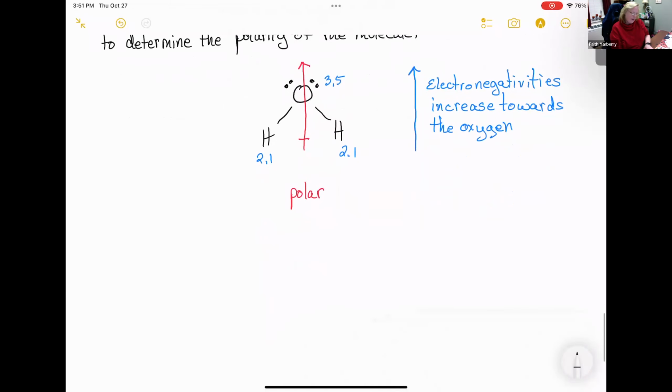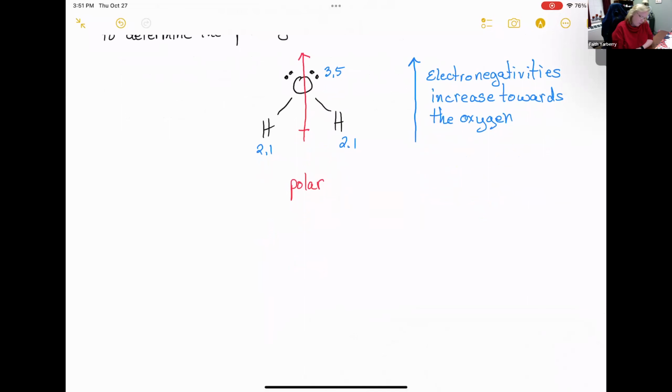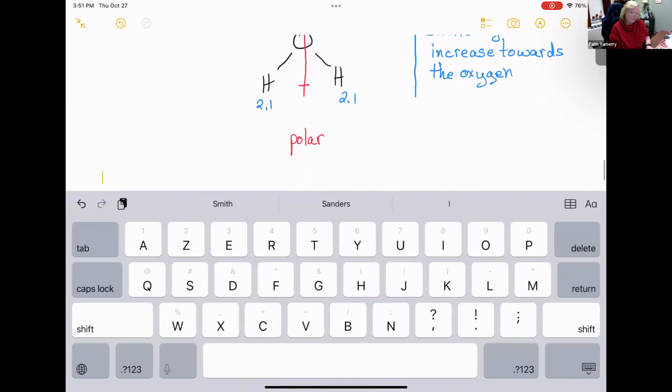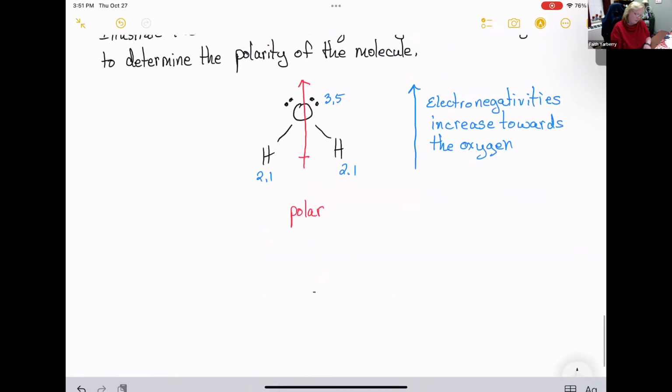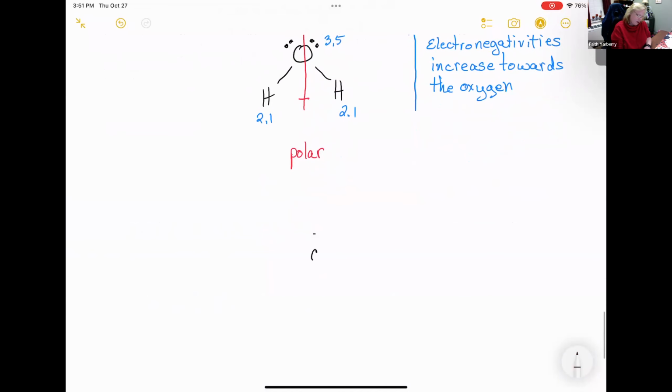We can compare that with carbon, with methane.